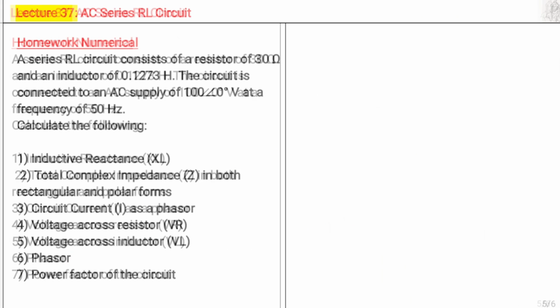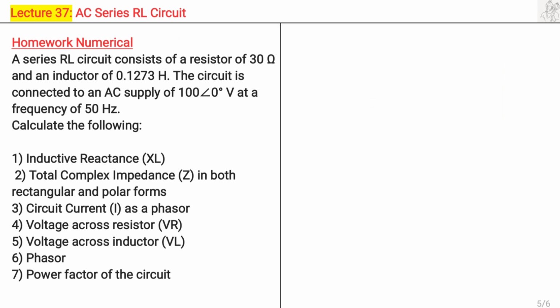So similar to this, you can attempt this homework numerical, where an RL circuit is given whose resistance is 30 ohms and inductor having inductance 0.1273 Henry. The circuit is connected to AC supply of 100 angle 0 volt and having frequency 50 Hz. So you can calculate all these values. So try to find out all these values and post your answers in the comment box.